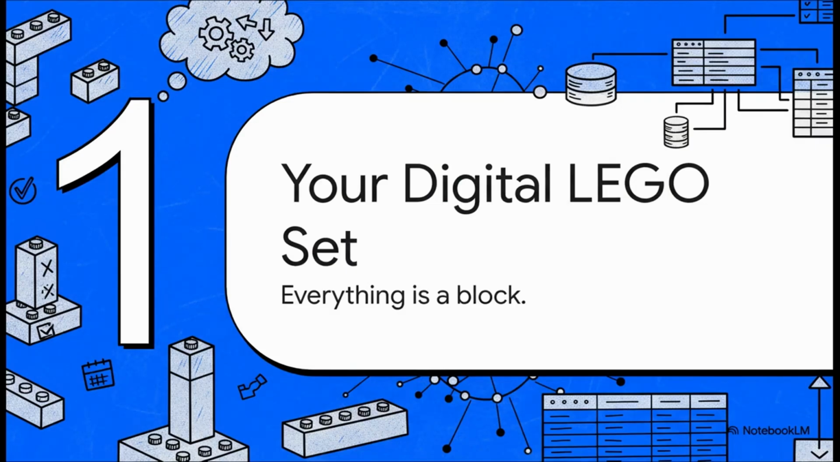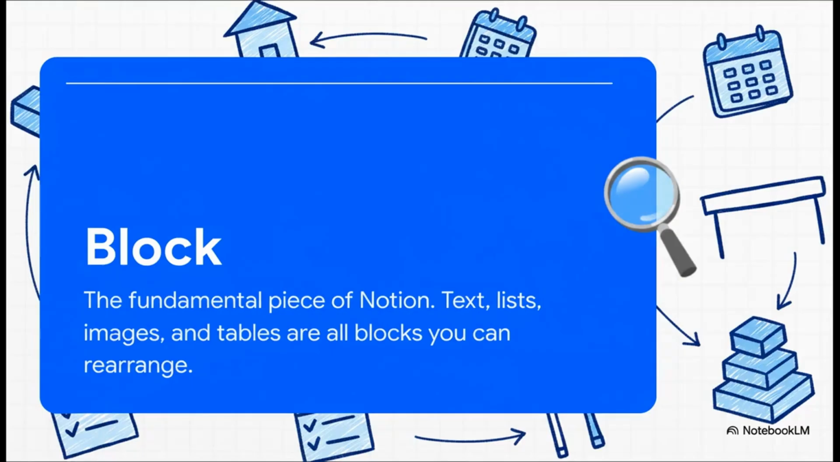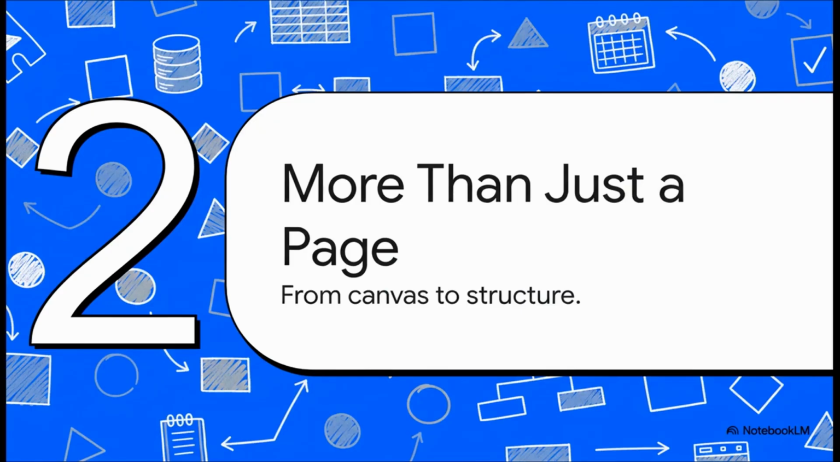Okay, to really get Notion, you just need to grasp one core idea. Think of it like a giant box of digital Legos. Notion gives you all the fundamental pieces, and you get to build literally anything you can imagine with them. And the most basic, fundamental Lego piece in this whole system is called a block. Every single thing you put on a Notion page, a line of text, a checkbox, a picture, a video, a giant table, it's all just a block. And just like with real Legos, you can click them, drag them, and rearrange them any way you want to build your page.